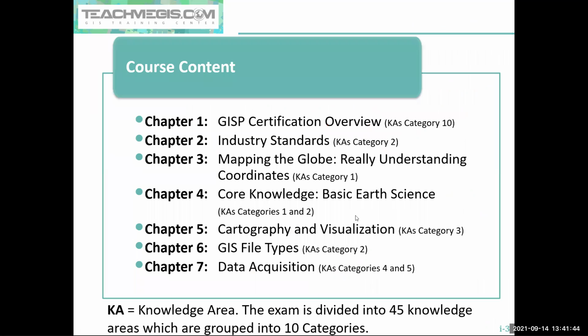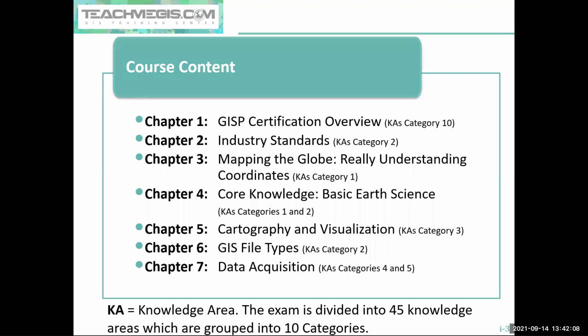Okay, so let's talk about what's going to be covered in this course. The exam is divided up into 45 different knowledge areas about the geospatial world, and they're grouped into 10 categories. So we've taken that information, divided it up into about 12 chapters. So we're going to start with this chapter that's in the recording, the GISP Certification Overview.